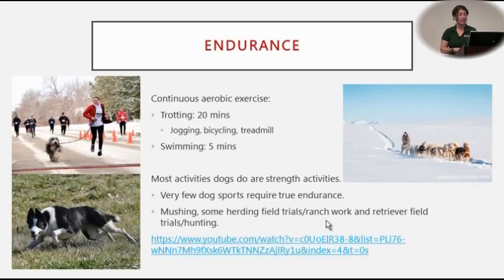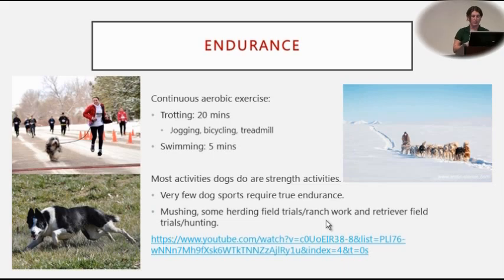All right, let's talk about endurance. So this is continuous aerobic exercise. That means trotting a dog for at least 20 minutes. This can be jogging with your dog at a continuous speed, so the dog can't be off leash and stopping and sniffing and catching up and all that kind of stuff. This is at a steady pace. Same with bicycling next to you or working on a treadmill as well.